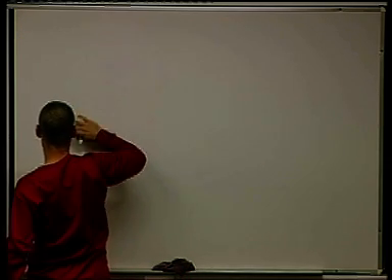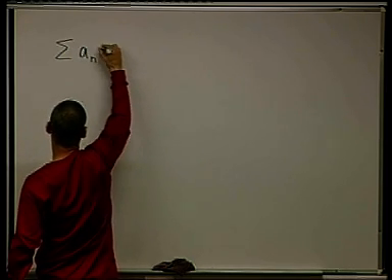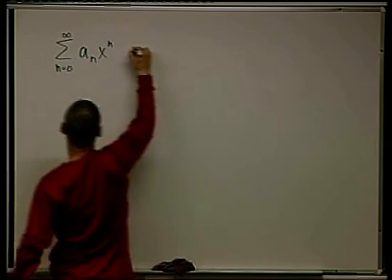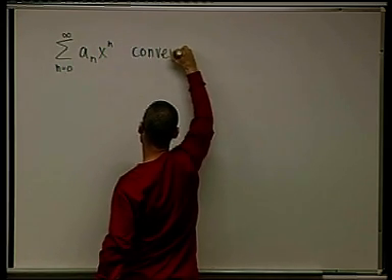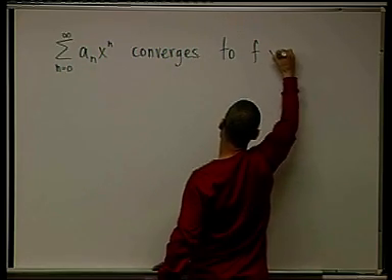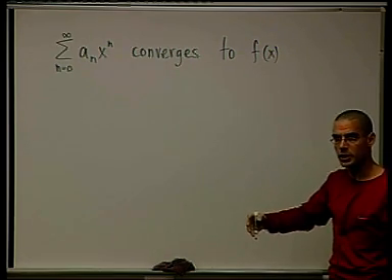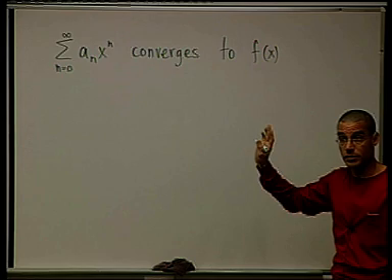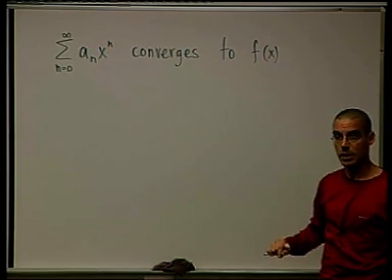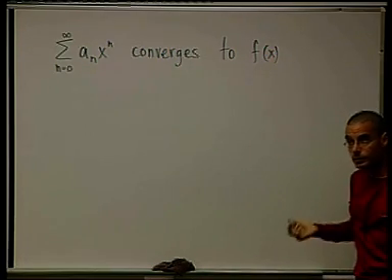The question we're trying to answer is, when does sigma a_n x to the power n converge? So when is it true that this thing converges to the function it was obtained from? You start with a function. It has infinitely many derivatives. That's a necessary condition. You can write its Taylor series. When is it true that this thing converges to the function?